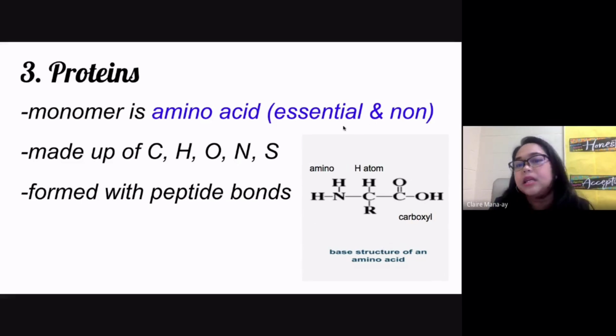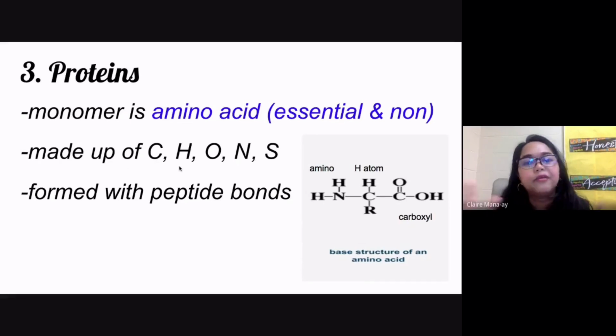Basically, the difference is that for non-essential amino acids, our body has the capacity to produce them. But for essential amino acids, our body has no capacity to produce them, and so it is essential that we get them from the food that we take in. That's why they're called essential amino acids. It is essential that we get them from the food we eat because they cannot be formed in our body. Again, the monomer of your proteins are amino acids.